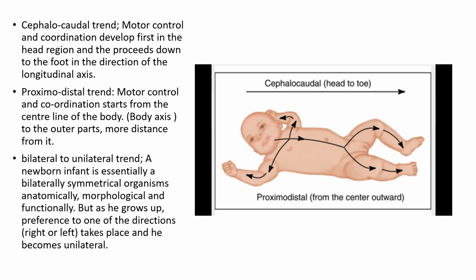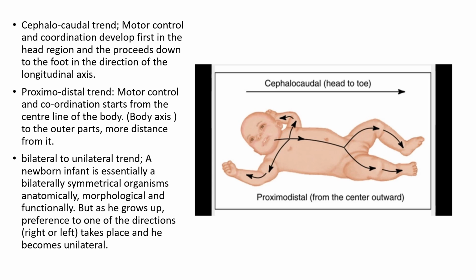They will gain control over their hands and move forward. Then they will gain control over their legs and start to stand, using the knees to pull their body up, like that. That is the proximo-distal trend. Then the fifth principle is the bilateral to unilateral trend.